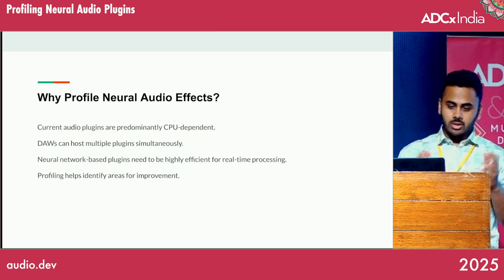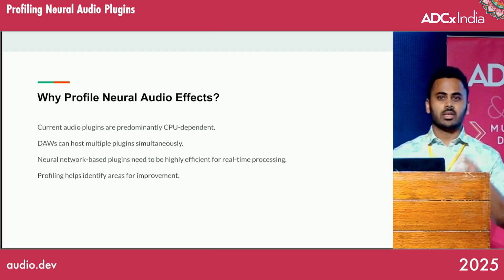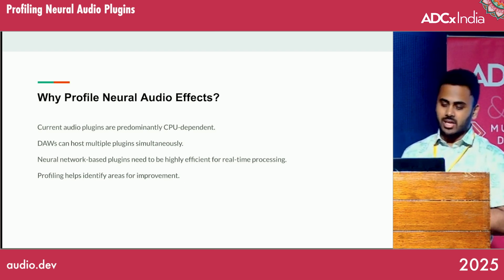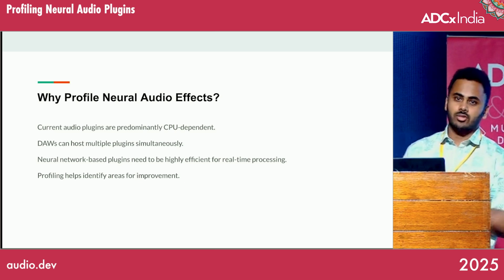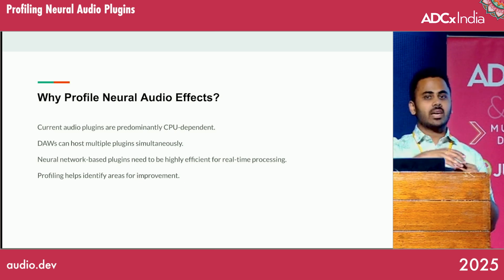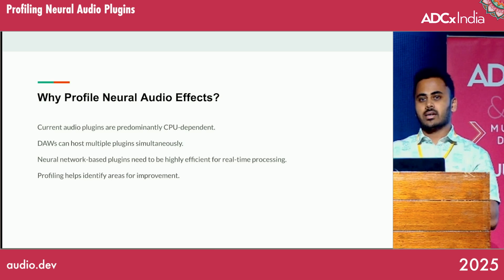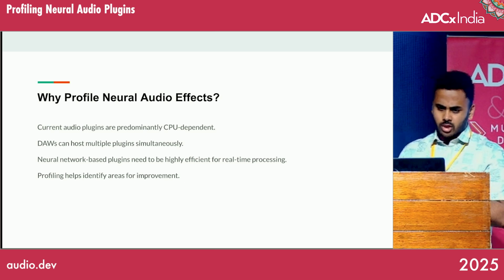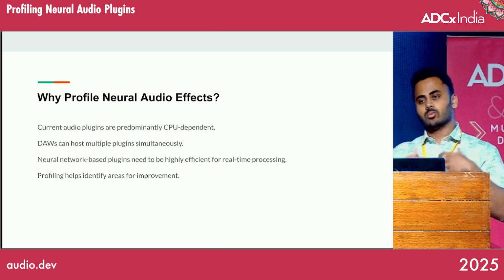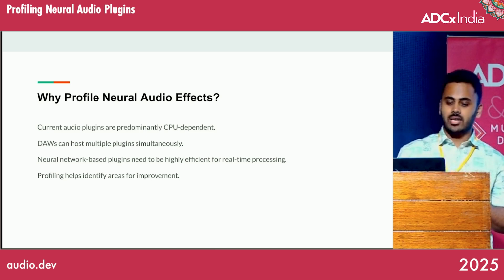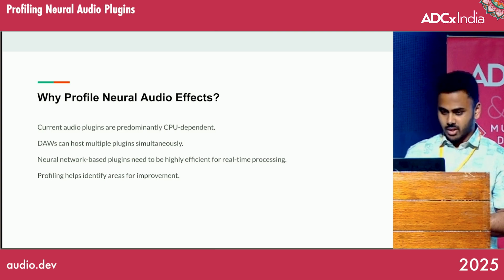Also, DAWs host multiple plugins. Generally, when researchers publish their results, they focus on just the real-time factor of one inference. But in a big project with hundreds of tracks, your plugin can sometimes be in series, so everything has to process within that hard deadline. Neural network-based plugins therefore need to be highly efficient, and profiling is a really important tool to help identify places where we can improve.